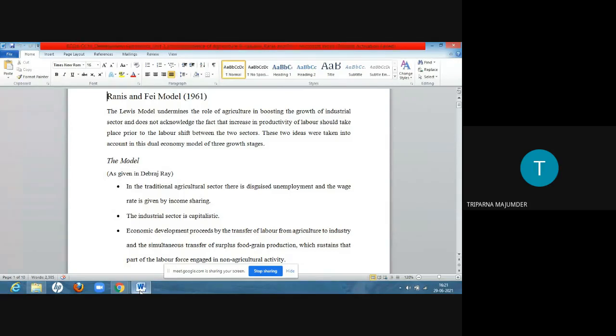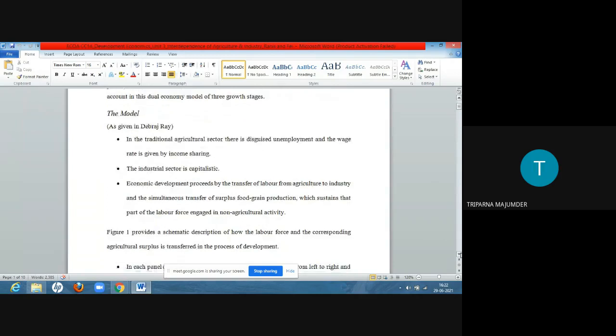So this model, as given in the book by Debraj Ray, is being discussed now. In the traditional agricultural sector, there is disguised unemployment and the wage rate is given by income sharing. That is, we learned when we discussed disguised unemployment that here people get their return in terms of average product and not marginal product.